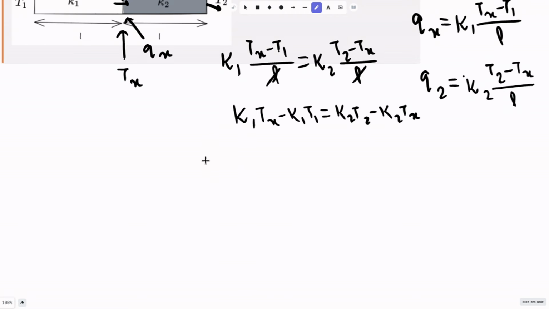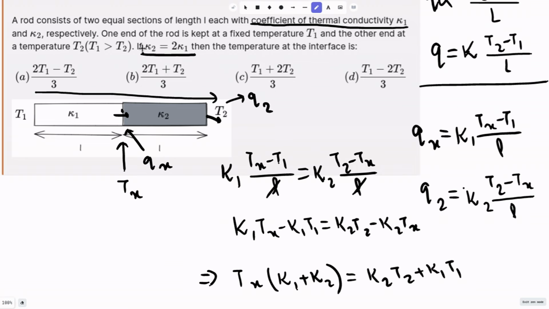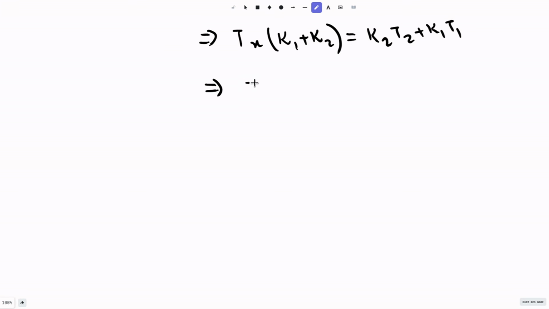And write this as Tx times kappa 1 plus kappa 2, which is equal to kappa 2 T2 plus kappa 1 T1. Now I'll use the property that we are given in the question: kappa 2 equals 2 times kappa 1. So what we'll have then is Tx times, now kappa 2 is 2 times kappa 1, plus kappa 1, which is equal to 2 times kappa 1 T2 plus kappa 1 T1.